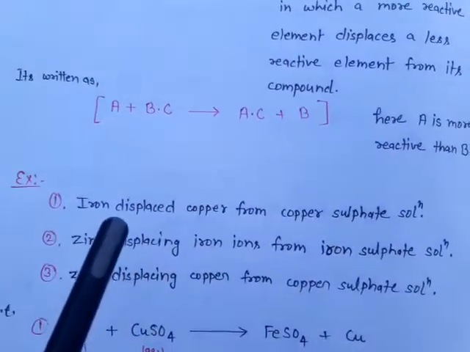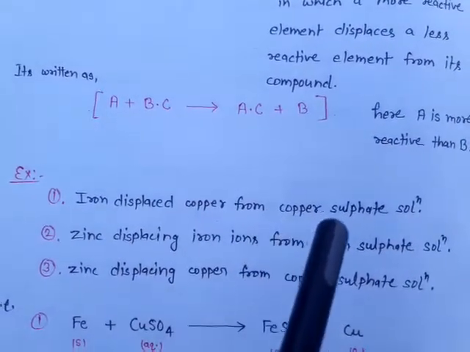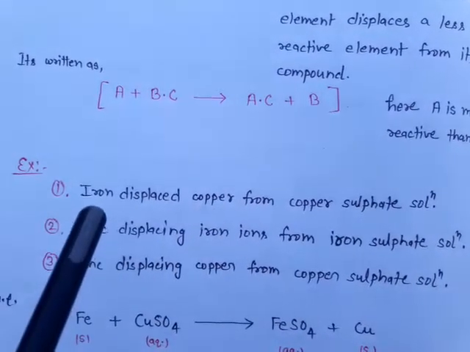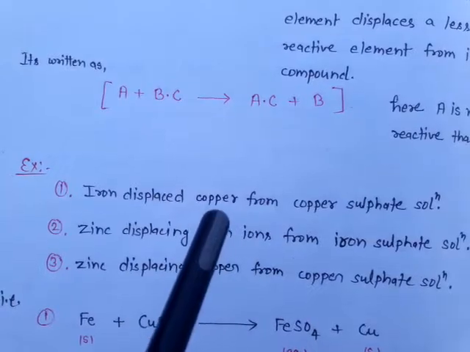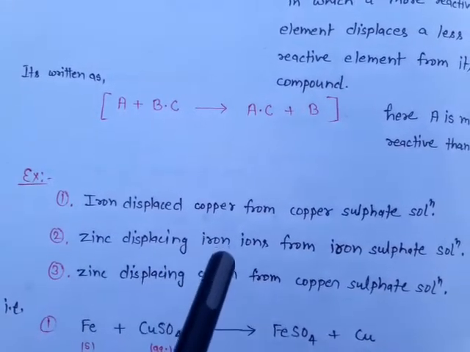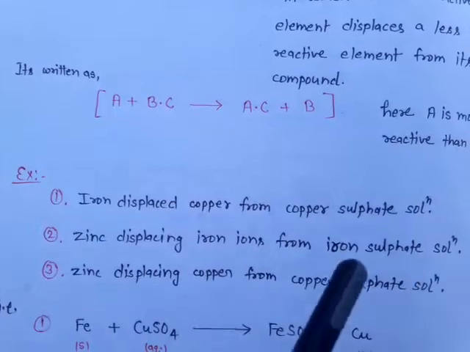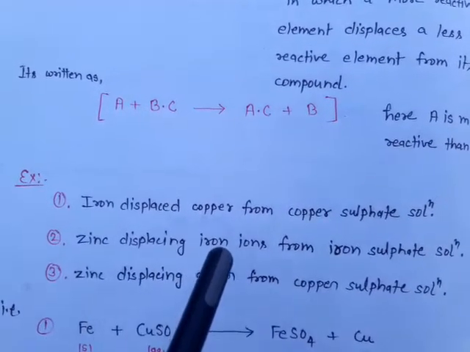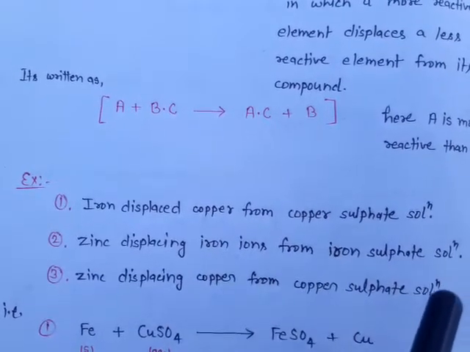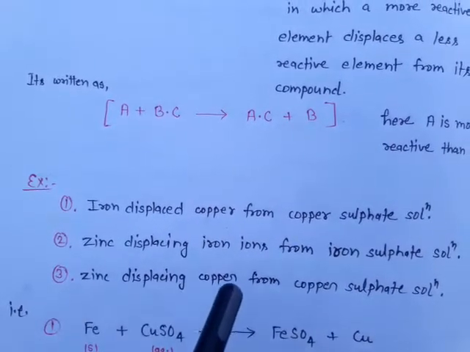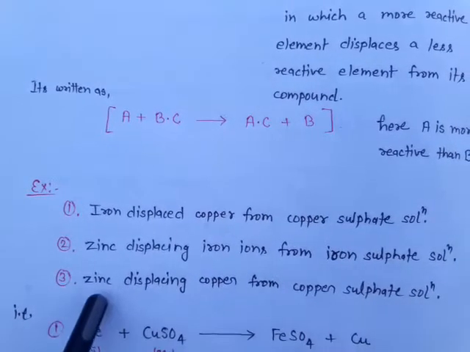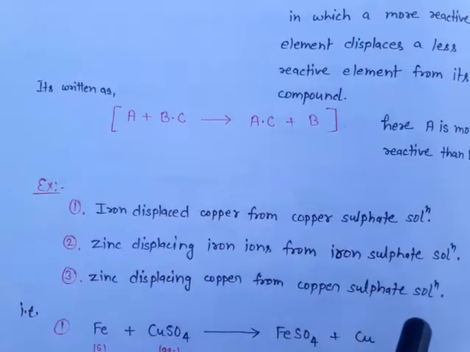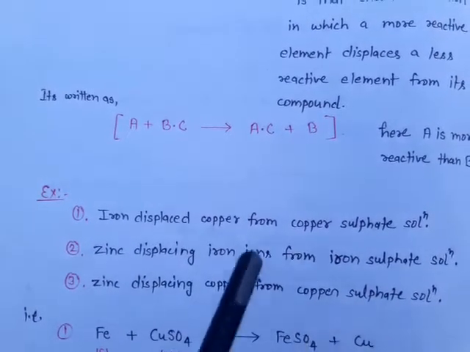The first example is iron displacing copper from copper sulfate solution. That means iron displaces copper, so iron is more reactive than copper. The second one is zinc displacing iron from iron sulfate solution. Zinc displaces iron, which means zinc is more reactive than iron. The third one is zinc displacing copper from copper sulfate solution. It means zinc is more reactive than copper, which is why it displaces copper from copper sulfate solution. These are the examples of displacement reactions.